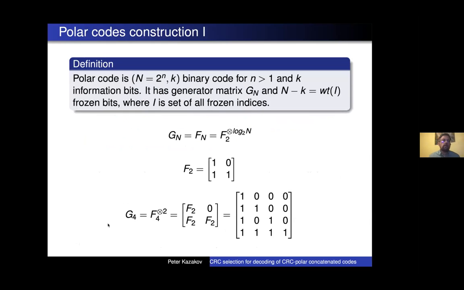So for a polar code, we have two parameters, N and K. N is a power of 2, and K is the number of information bits, and we have a number of frozen bits. They are based on a recursive definition with a canonical product, like you see here.